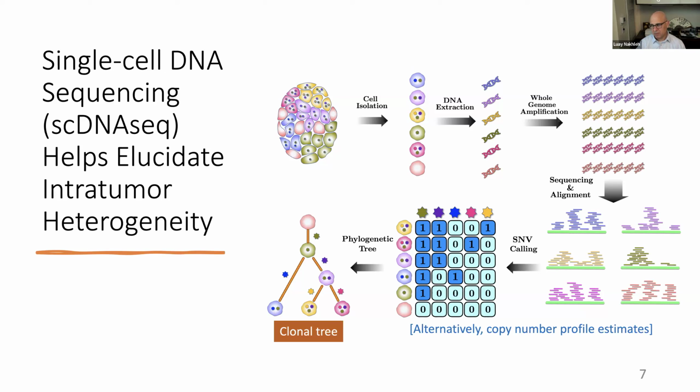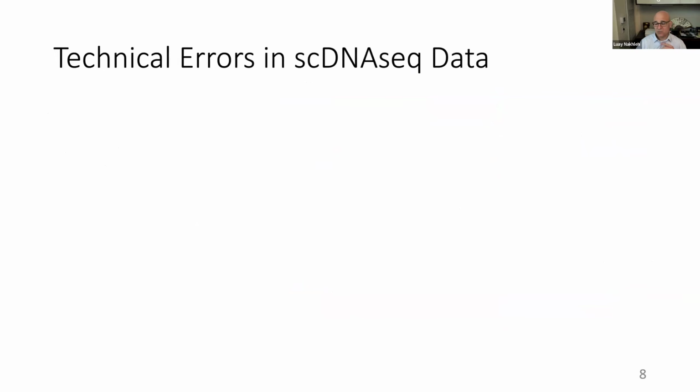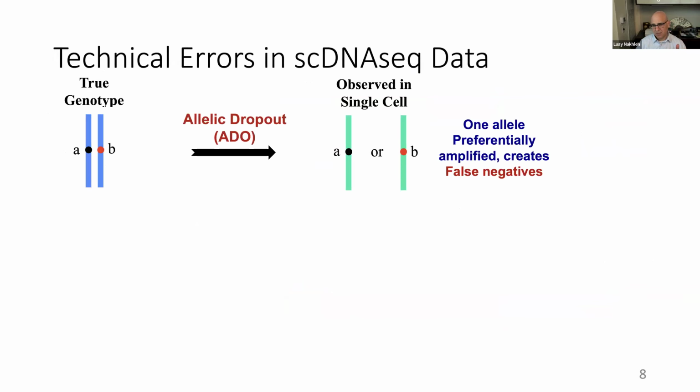This is important to keep in mind, this protocol, because there are technical artifacts that happen along the way, from the cell isolation all the way to the SNV calling, that we have to account for. In particular, there are technical errors that happen in single cell sequencing that are ubiquitous. One of them is the allelic dropout. So if the true genotype is heterozygous, for example, we sometimes, due to allelic dropout, get to see only one of them.